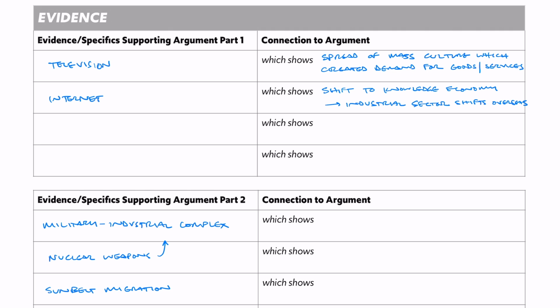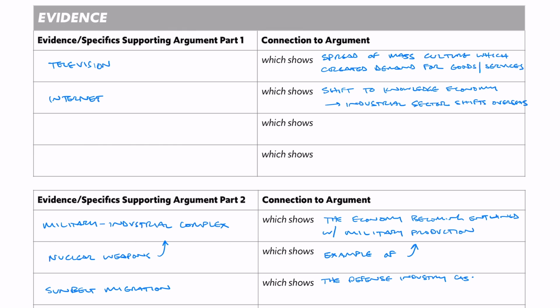And I'm going to do the same thing for my second batch of evidence. The military-industrial complex shows that the economy was becoming entwined with military production. And I'm probably just going to use the nuclear weapons as an example of that, so that's not going to be an additional piece of evidence. You know, I could use lots of other things like the Strategic Defense Initiative or anything like that. And then I'm going to talk about the Sun Belt migration, which shows the defense industry caused a massive migration, shifting the economic power of the United States toward the Sun Belt states. And that's it. That's how I would plan this LEQ.